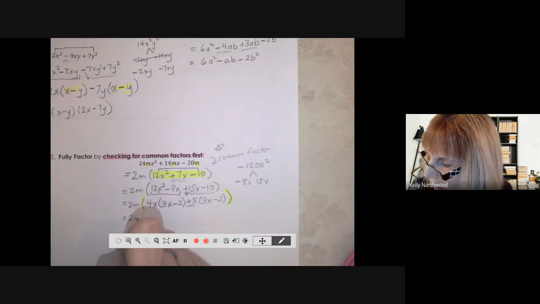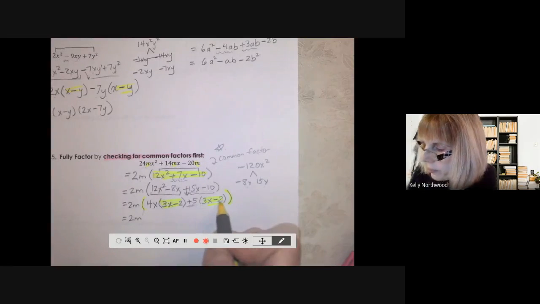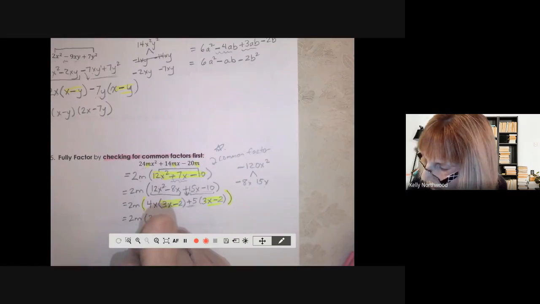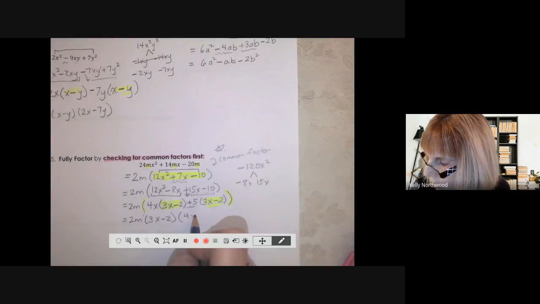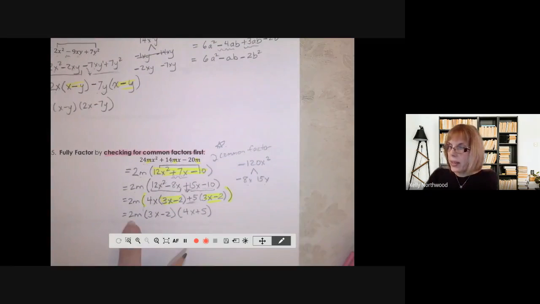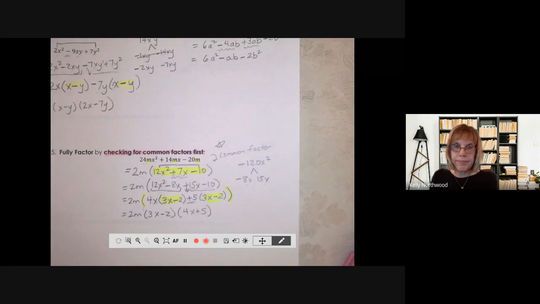So I still have my 2m out front, but then I notice that I have this common binomial. So that's my binomial common factor. It goes next. 3x minus 2. And then my leftovers, 4x plus 5, go next. So I've got 3 things multiplying together, my common factor 2m. And then when I did the decomposition inside, I had a binomial common factor, 3x minus 2, and then the leftovers, and they're all multiplying. Whereas here they were all adding and subtracting.